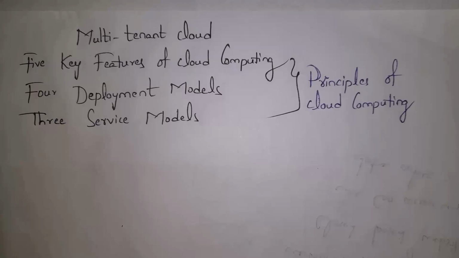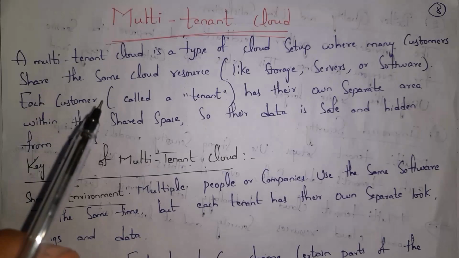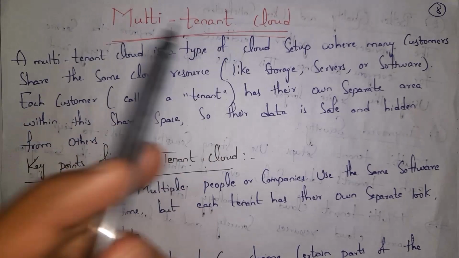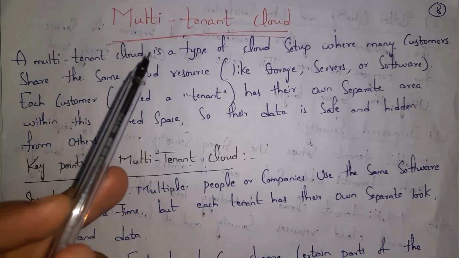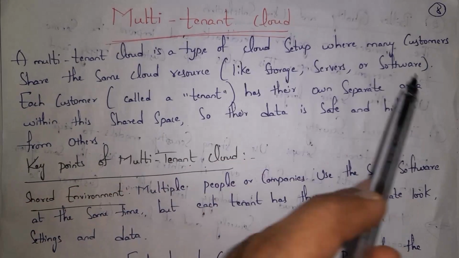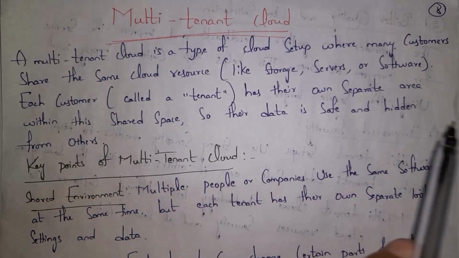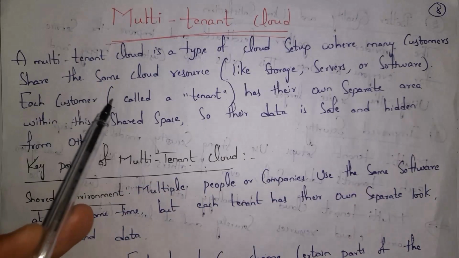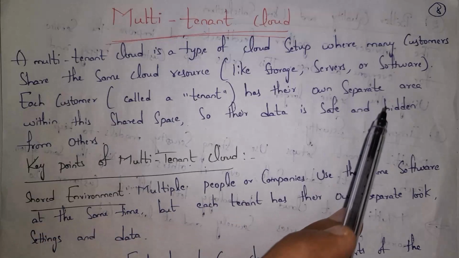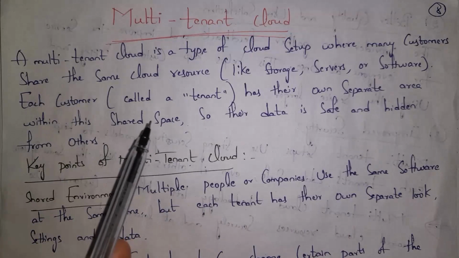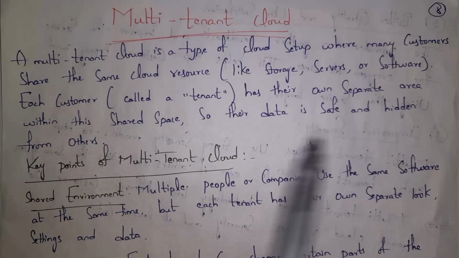Let's get started. At first, I will explain what is multi-tenant cloud. A multi-tenant cloud is a type of cloud setup where many customers share the same cloud resource like storage, servers or software. Each customer, called a tenant, has their own separate area within the shared space. So the data is safe and hidden from others.